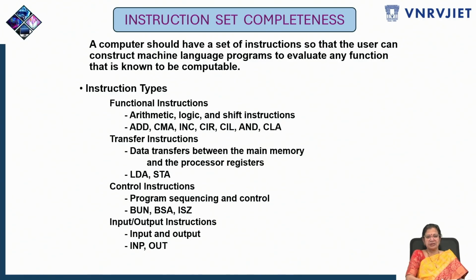Then the input output instructions are meant for receiving some input data to the processor and sending some data to be displayed to the output. These four categories are required for any computer system, and only when these types of instructions are available is the instruction set complete and is it possible to complete certain tasks.